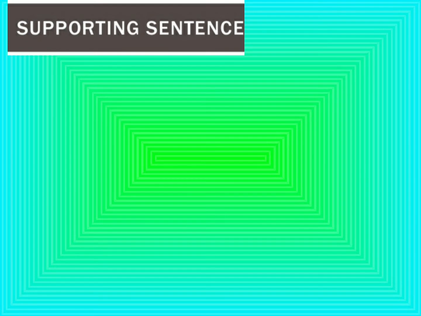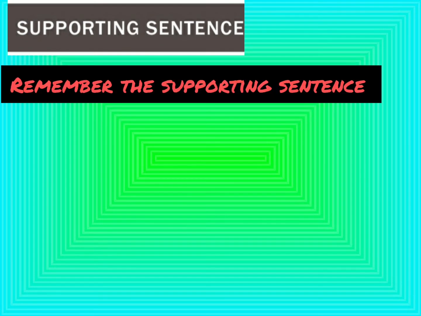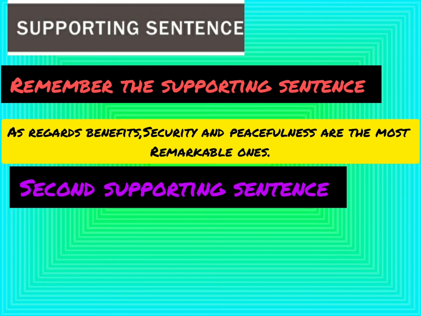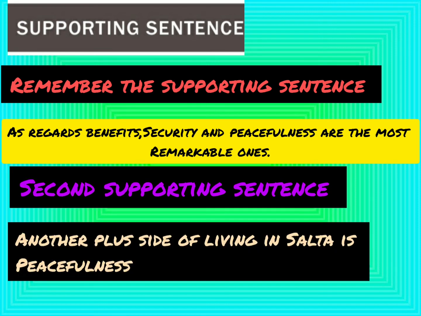So, remember the supporting sentence: as regards benefits, security and peacefulness are the most remarkable ones. We have already developed the first advantage, security. Now we have to deal with the second one, which is peacefulness. So, in this case, the exemplification is going to be about peacefulness because we have already developed security. The second supporting sentence: another plus side of living in Salta is peacefulness. So we have the supporting sentence and the exemplification that may continue with other sentences.